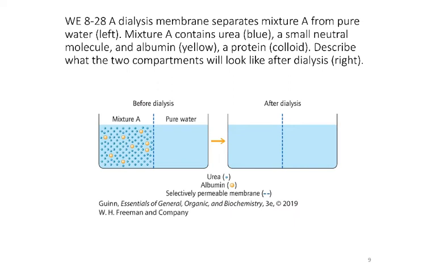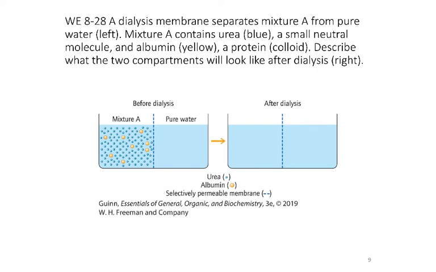Here's an exercise from the textbook. So here was the question. A dialysis membrane separates mixture A from pure water, right here. Mixture A contains urea in blue dots, which is a small neutral molecule, and albumin, the yellow dots, which is a large protein, a colloid. Describe what the two compartments will look like after dialysis. Okay, so the first thing would be to describe it and then draw it. Okay, draw it in. So what will it look like?